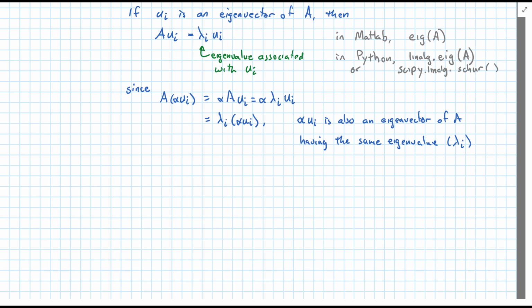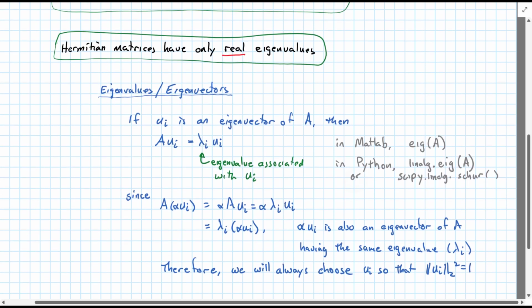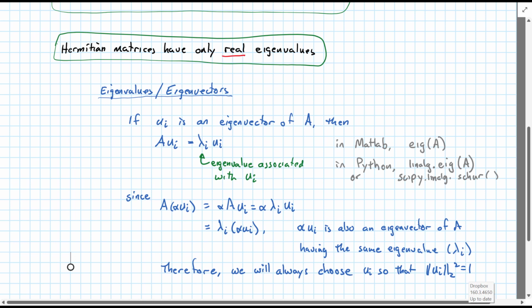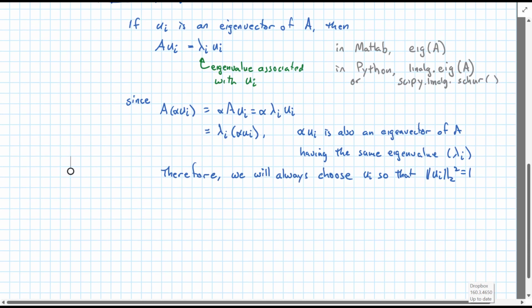Because of this, we can always choose our eigenvectors to be scaled so that they have a magnitude of 1. And by convention, we're going to do this. I'll mention it once or twice more just to make sure that's clear, but for the most part, just assume that that's what we're going to do. Okay, so now let's go back to look at this statement up above, which is that Hermitian matrices have only real eigenvalues. How could we prove this?